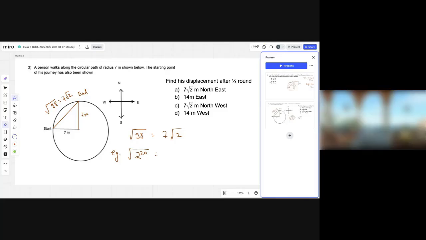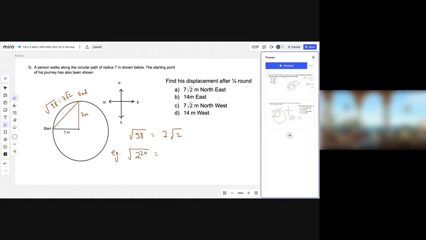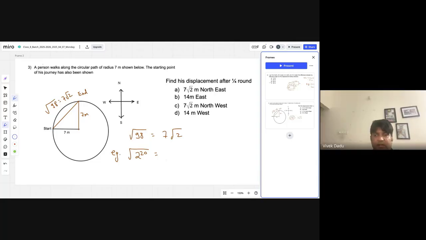Sir, in the answer key, the answer says A, but isn't the answer C? No, the answer is correct. We will come to that, Nehal. Right now, we have taken a bit of a digression because some people are not comfortable with this.